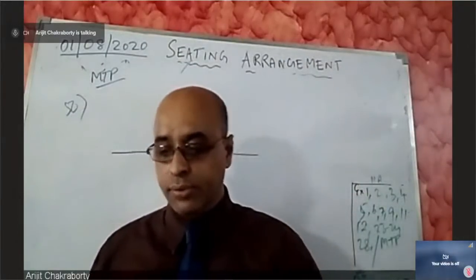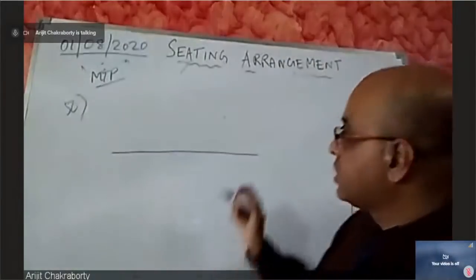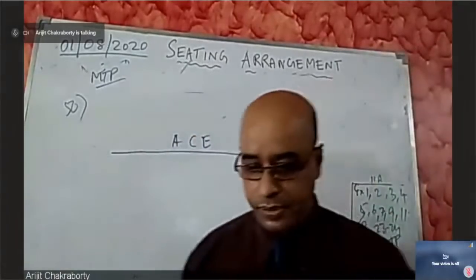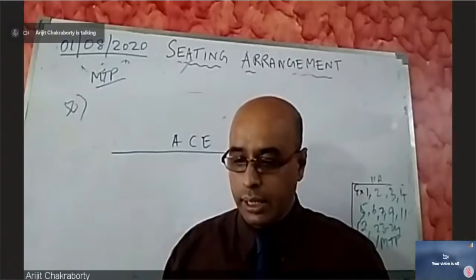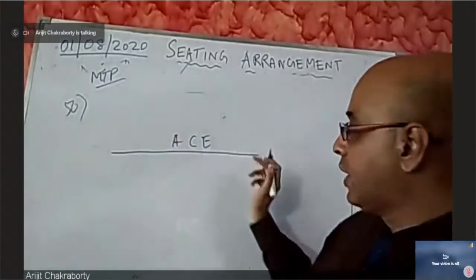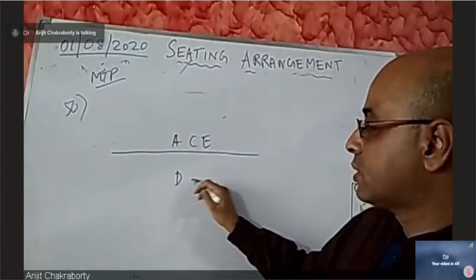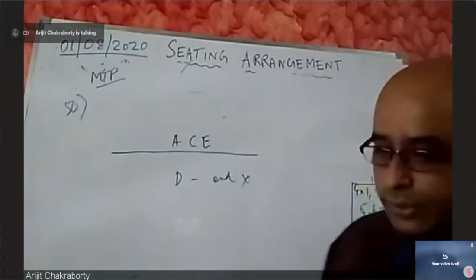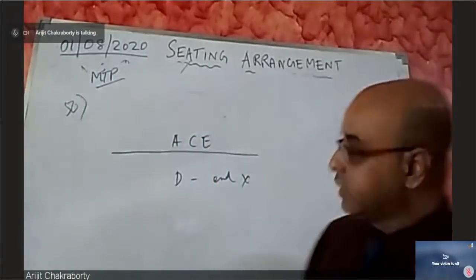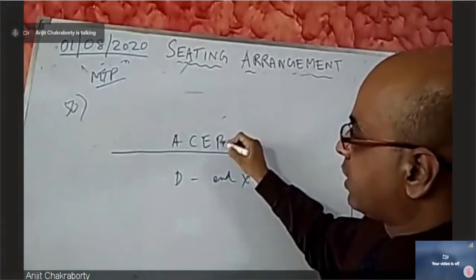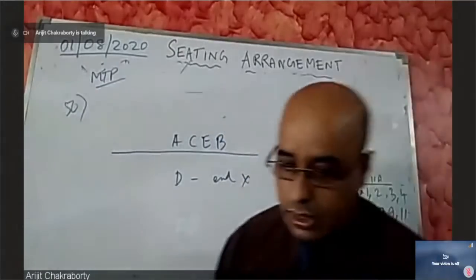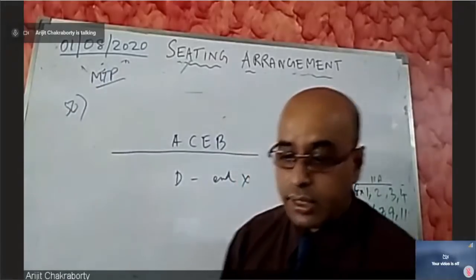C is sitting between A and E. Fine. D is not at the end. So D will not be at the end. B is sitting immediately right of E, right side of E. So B we have got. F is not at the right end.